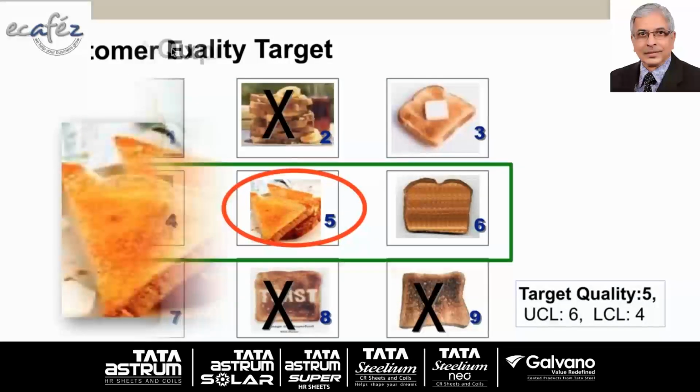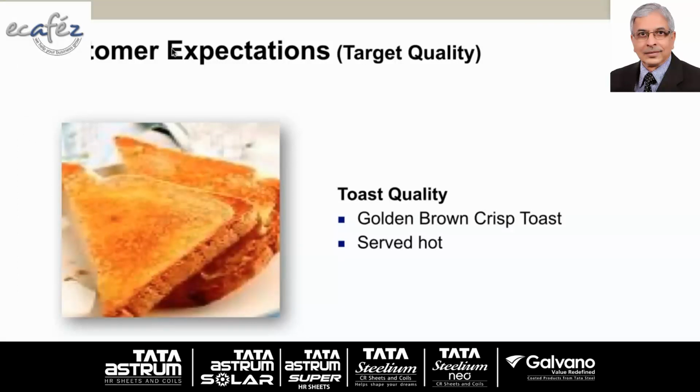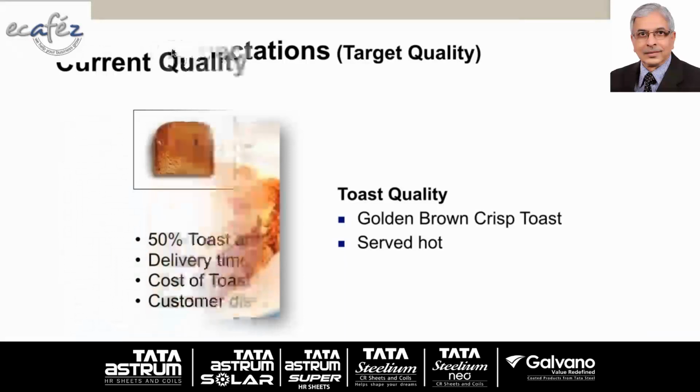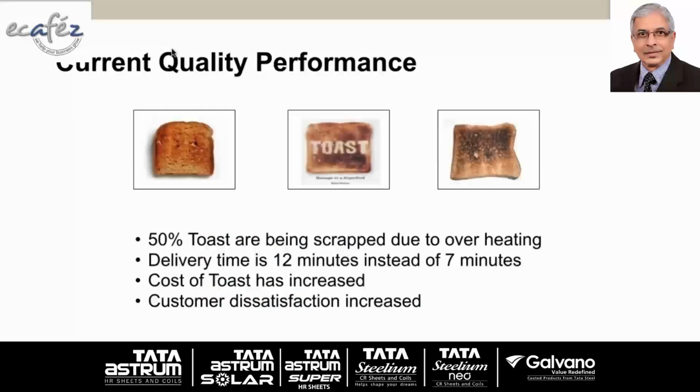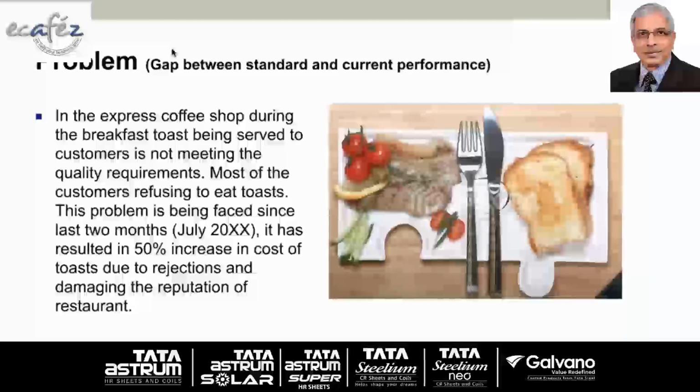Let's see. Now, target quality is established. It is number 5, and visually it looks golden brown, crisp toast, and it must be served hot. So this is the quality standard for the toast in the Western style. So current quality performance data was taken, and 50% of toasts are being scrapped due to overheating. That's why it was taking more time, and the cost was increased. Delivery time is 12 minutes instead of 7 minutes. Cost of toast has increased, and customer dissatisfaction increased.